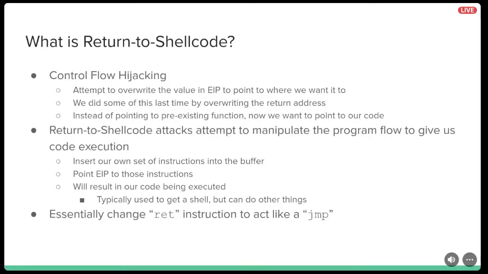So essentially what a return to shellcode attack does is change the return instruction to function as a jump instruction. If you're familiar with that, instead of a return, which does all the stuff with the stack where it cleans it up and goes back to the previous stack frame, a jump just says, here's an address, go there, and run whatever's there.